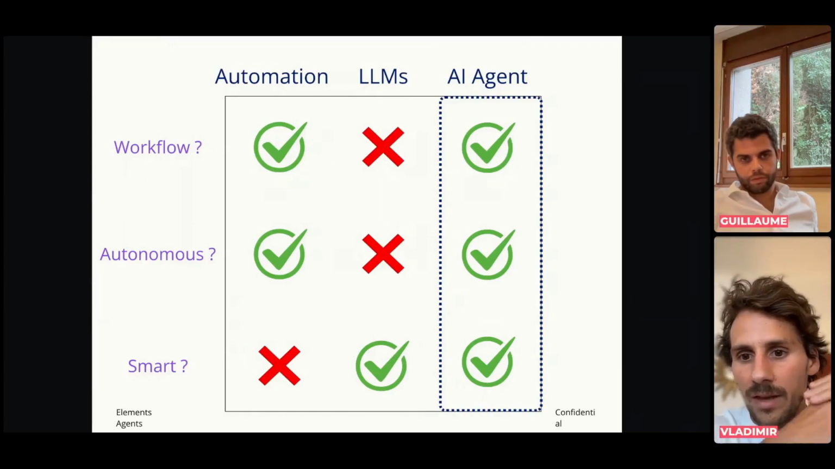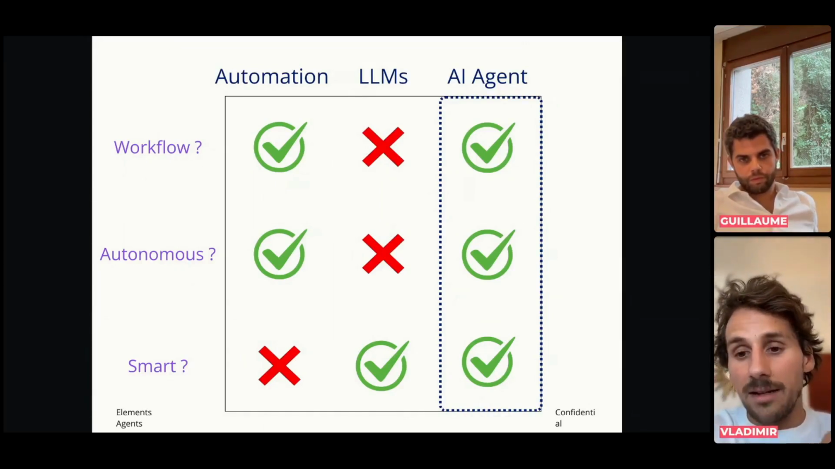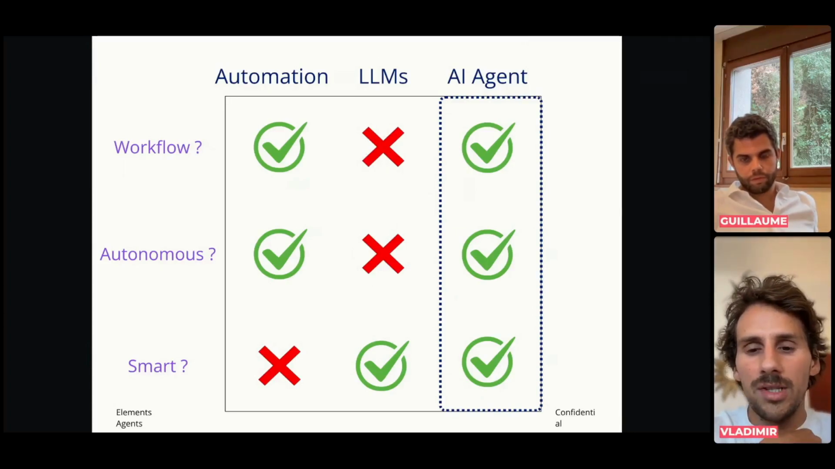It is autonomous in the sense that it can figure out autonomously which tool to call to achieve a specific goal. And it is smart because it has this LLM component for it to reason and decide, out of all the possible next steps, the most suitable ones to achieve the goal.